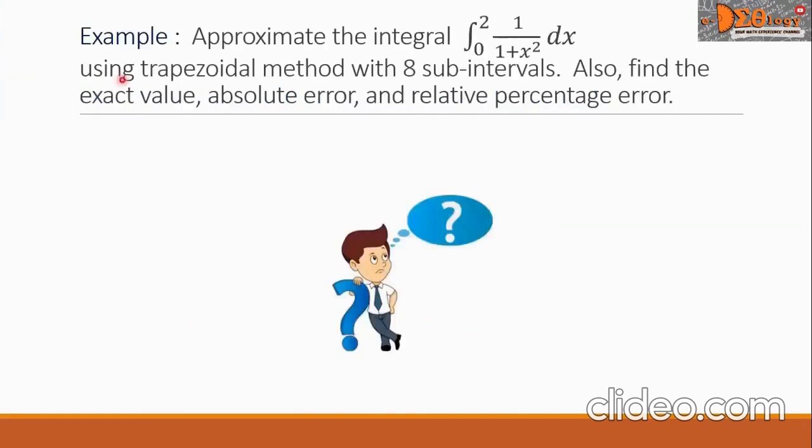Let us see this example. Approximate the definite integral from 0 to 2 of the function 1 all over 1 plus x squared, dx, using the trapezoidal method with 8 sub-intervals. Also, find the exact value, absolute error, and relative percentage error.